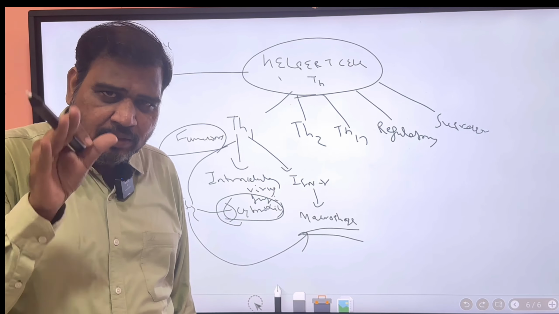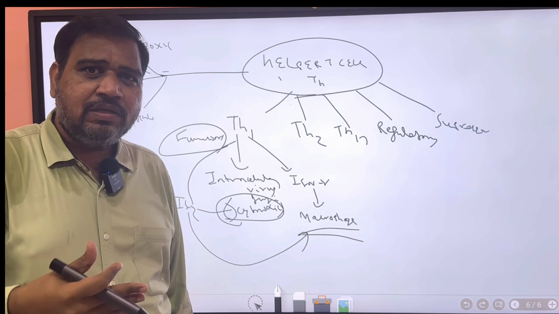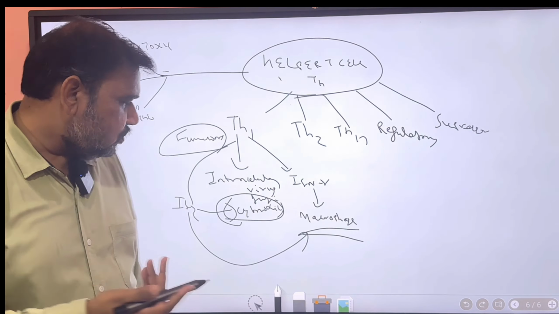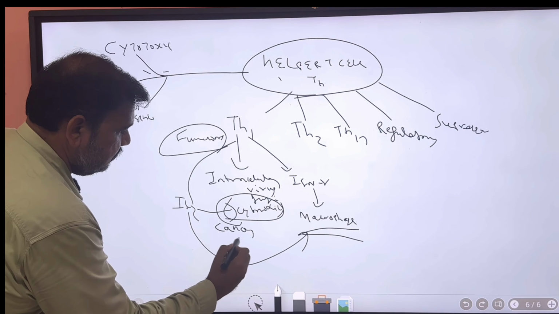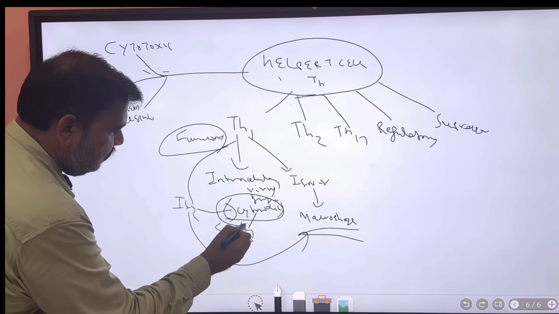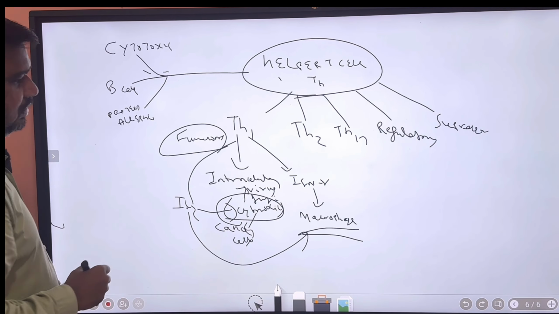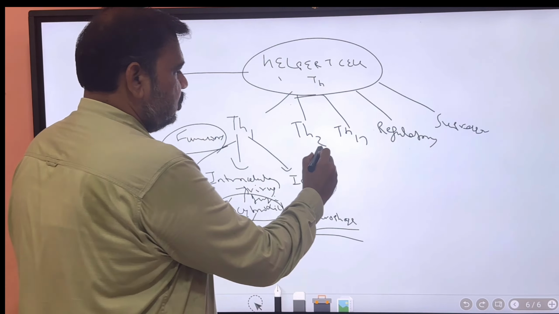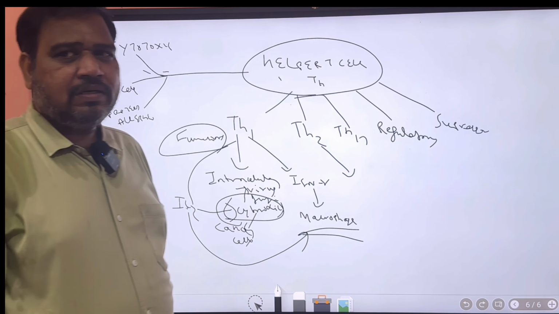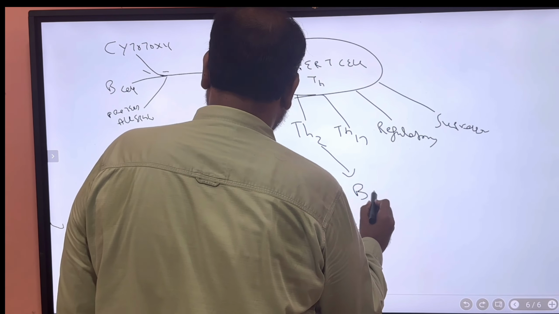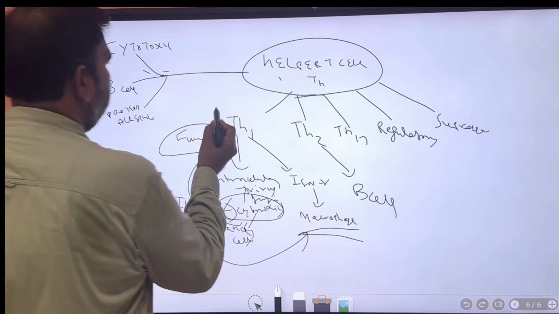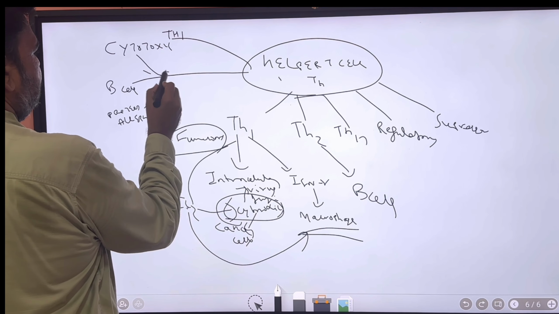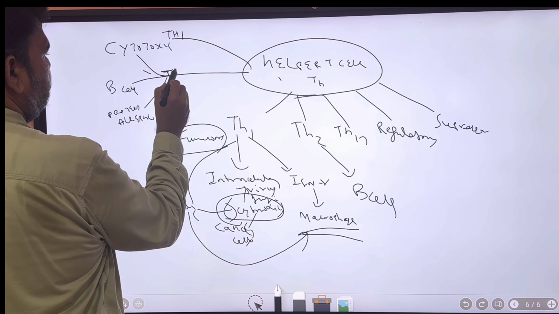And Th1 helper T cells also help in virus inactivation. It also helps against cancer cells. Cancer cells, cytotoxic; virus also, cytotoxic. Ultimately Th1 is helping cytotoxic T cell. Now coming to Th2, another type of helper T cell that is going to help B cell. Yeah, this will be easy. Cytotoxic T cell, Th1; B cell, Th2.